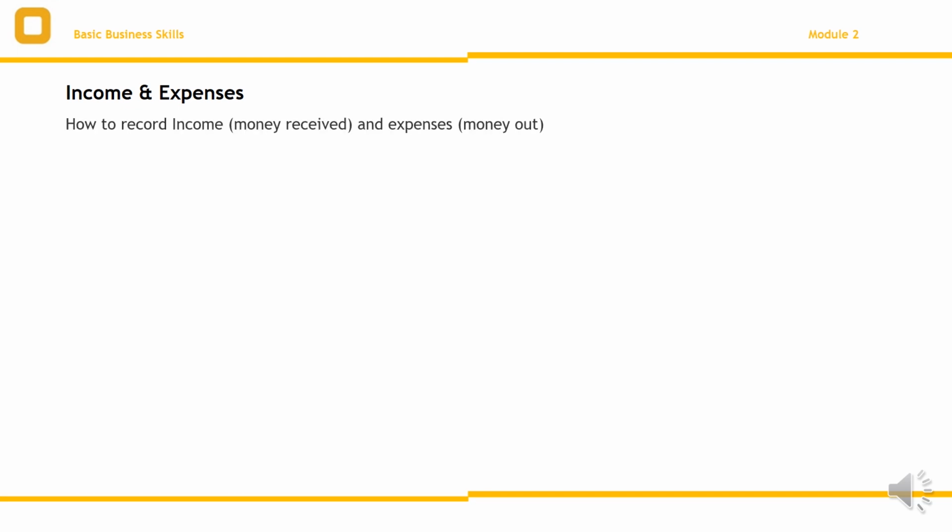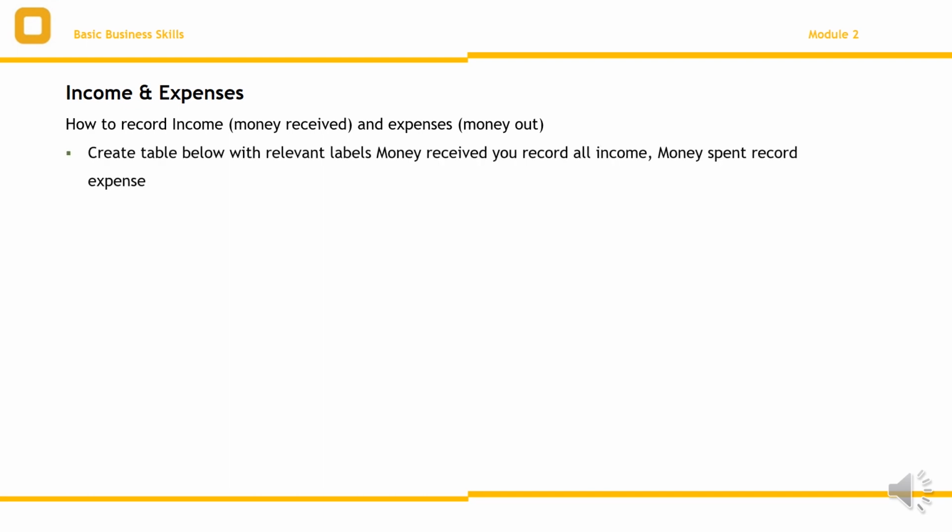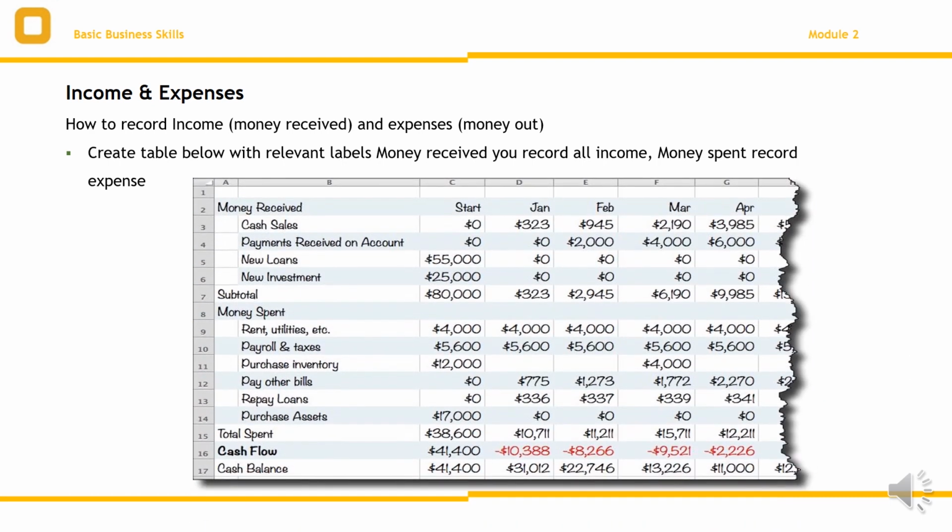So how would you record your income, which is your money received, and your expenses, which is your money going out of the business? You can create a table similar to this one, where you will have your money received and you would record on a monthly basis. So under money received, you would record money received from cash sales. You would record money that you received for payments on account.